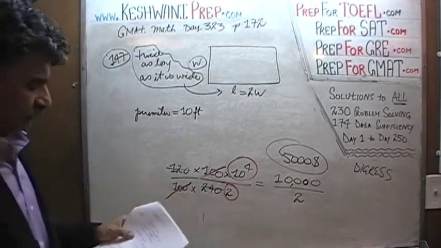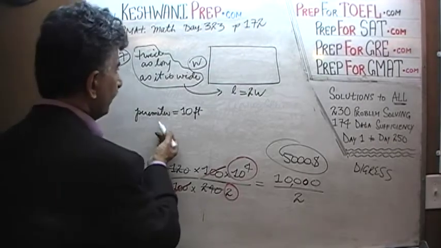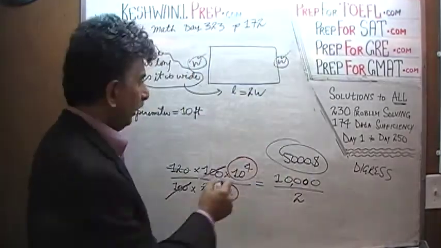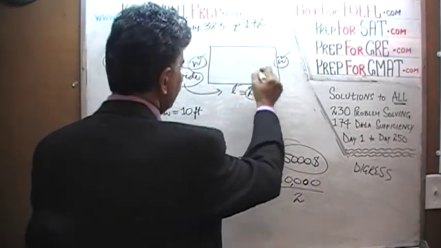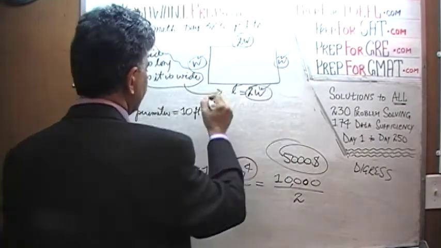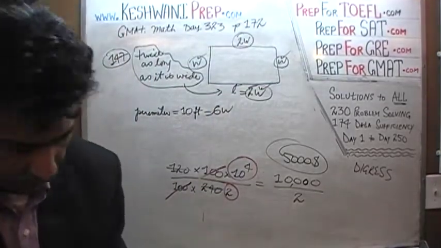The question is, what are the dimensions they're asking? Let's find out. The perimeter is going to be width plus the width, that's 2w. And then length, which is 2w right here and a 2w right here. 2w plus 2w is 4w, plus 2w is 6w. The perimeter equals 10.